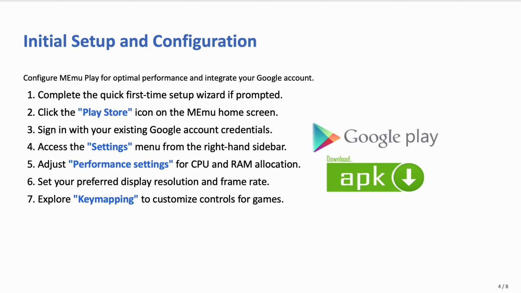After that, complete the quick first time setup wizard if prompted. Click the option of Play Store, sign in with your existing Google account credentials and access the settings menu from the right hand sidebar. Adjust the performance settings for the CPU and the RAM allocation. Set your preferred display resolution and the frame rate. Explore the key mapping to customize the controller for the games.